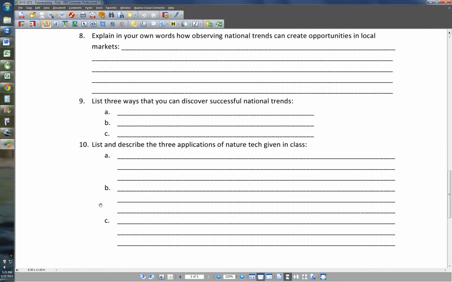All right, number eight. Explain in your own words how observing national trends can create opportunities in local markets. Okay, so basically I'm after the idea that there could be, say, a big city market with some industries doing great, and nobody's doing that in your local community. You could be the one to bring that innovation to your community without having to have been the one to come up with the great idea, right? Sometimes with a franchise, or say if you just find a good idea that somebody's doing and they're not in your community, and you start your own kind of business that does something similar to what you saw while you were on vacation. Those are good ways of bringing emerging trends into your local market.